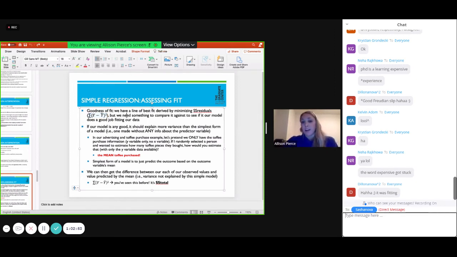But we have our minimized sums of squares residuals, but now we need something to compare it to. So we have this minimal amount of sum squared residuals. Now what can we compare to see if it does a good job fitting our data? So, sorry, my dog is being loud. So if our model is any good, it should explain more variance than the simplest form of the model.